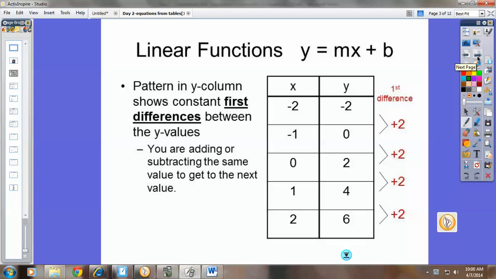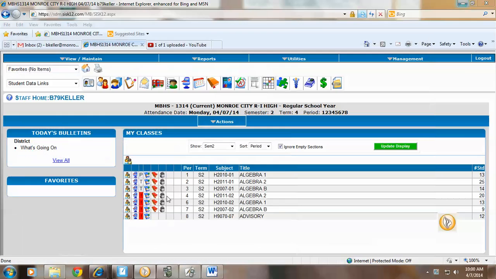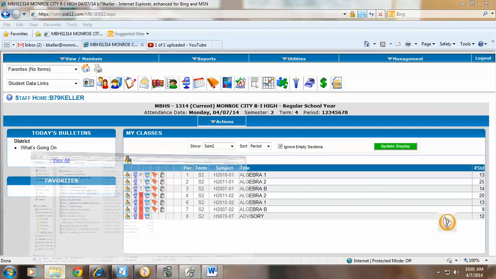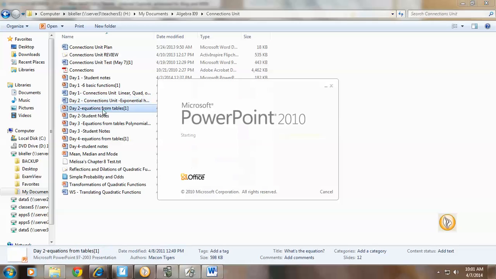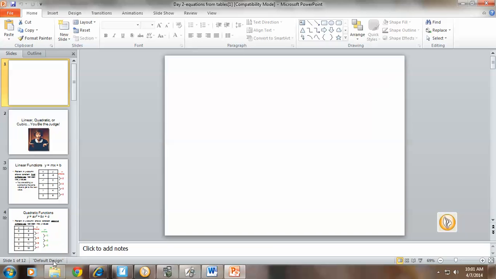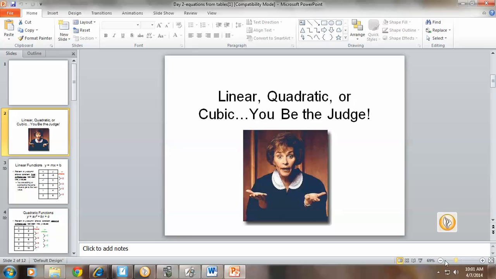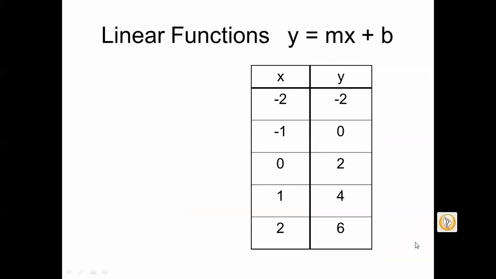It's a linear function. What I am asking you to do is to find the difference in these table values. And let me open up the Word version, or the PowerPoint version of this. It'll be a little bit easier to look at, understand. So this is our linear function.